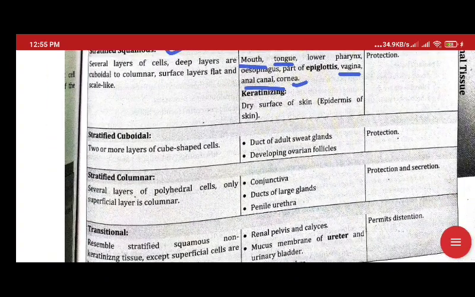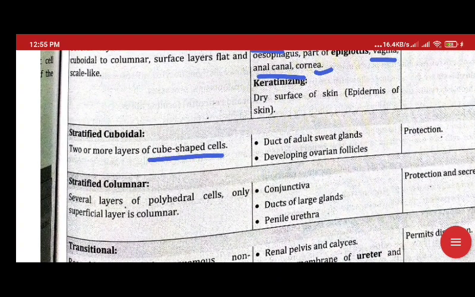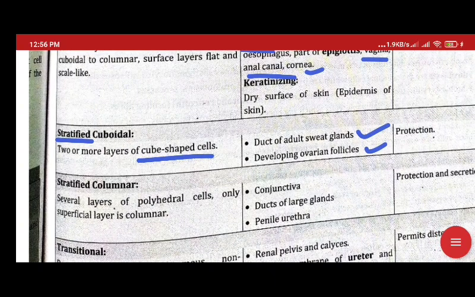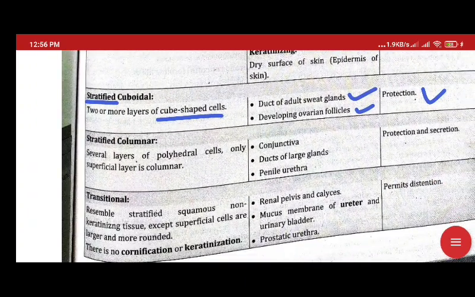Stratified cuboidal: cube shape with more layers. Stratified means more layers. It is found in glands and ovarian follicles, for protection. Stratified columnar is column or cylinder-like, found in the penile urethra, ducts, large ducts and conjunctiva, for protection and secretion.